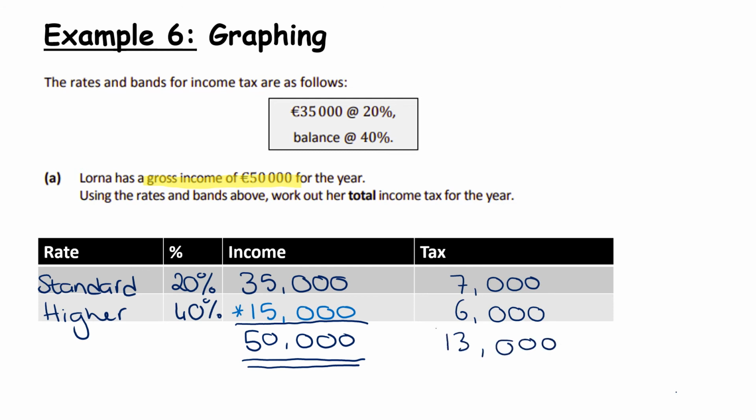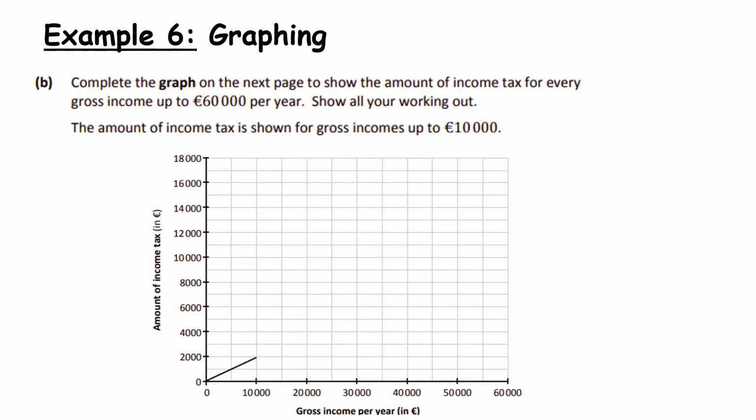13,000 euro. Now, that is her income tax, and we would usually take away tax credits. However, there's been no mention of tax credits. If there were, we would subtract them from that income tax. Part B then: complete the graph on the next page to show the amount of income tax for every gross income up to 60,000 per year. Show all your workings out.